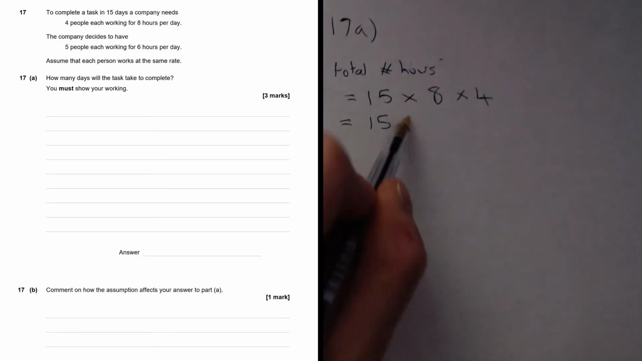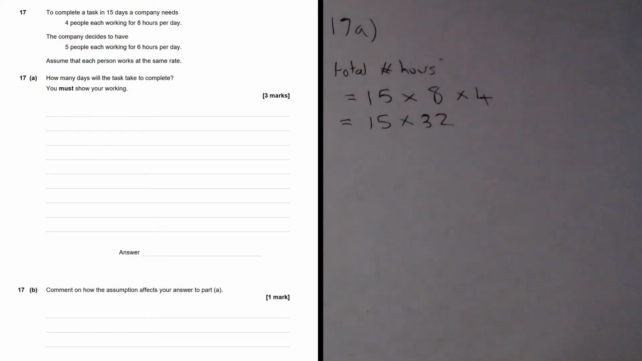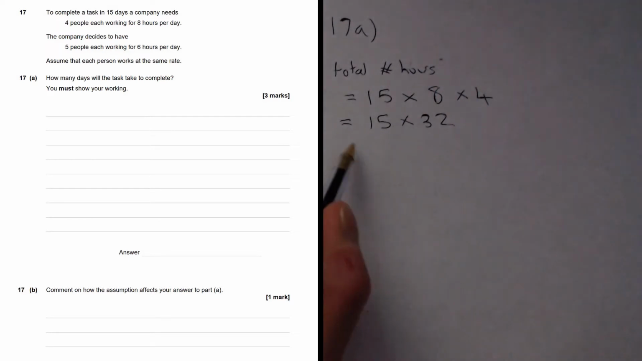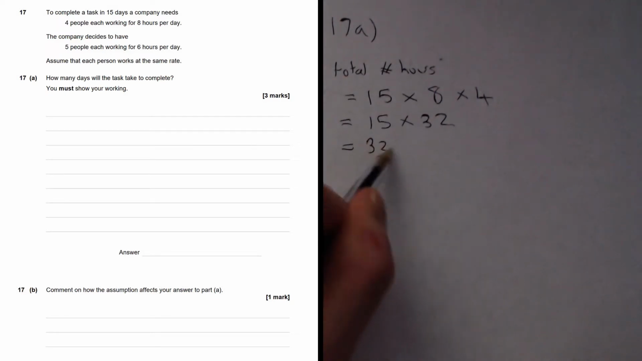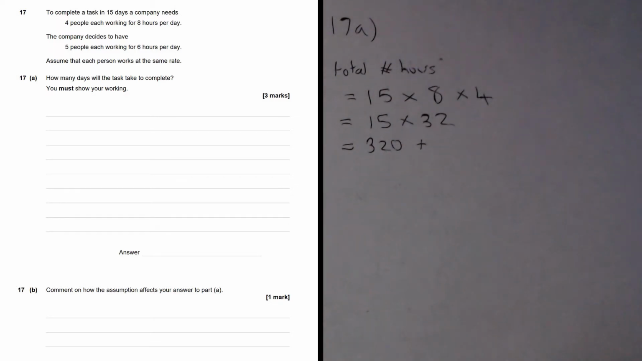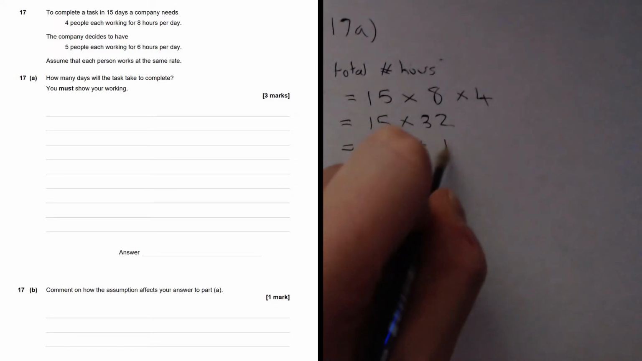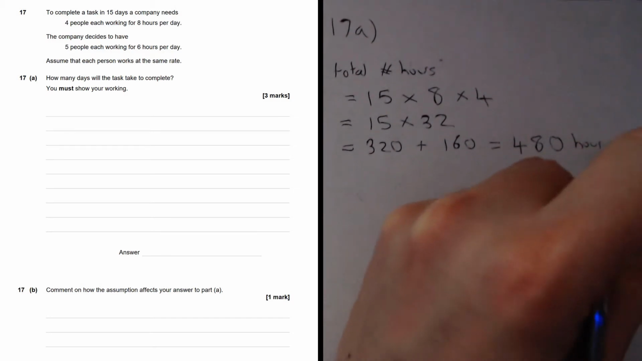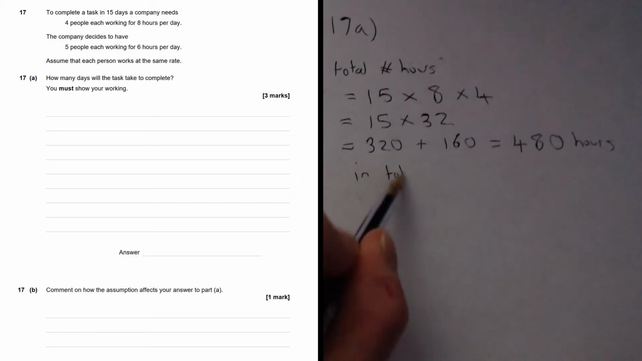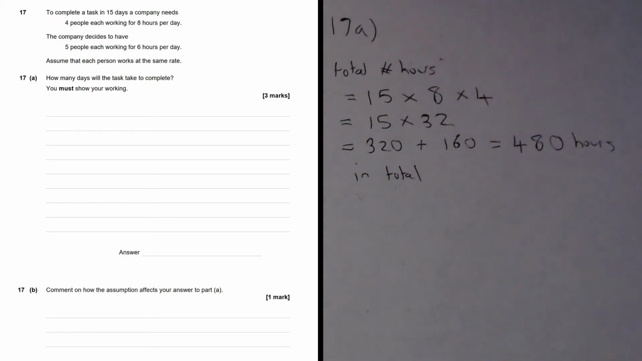Let's do 15 times 32, and 15 times 32 is the same as 10 times 32, which is 320, plus 5 times 32, which is half of that, which is 160. So altogether that's 480 hours in total. Okay, that's how long it takes.